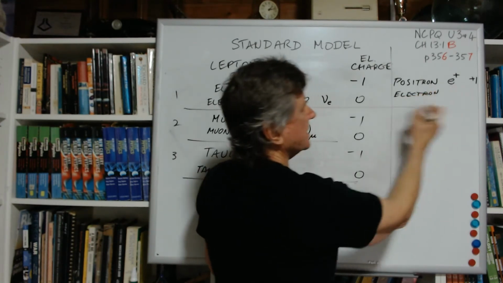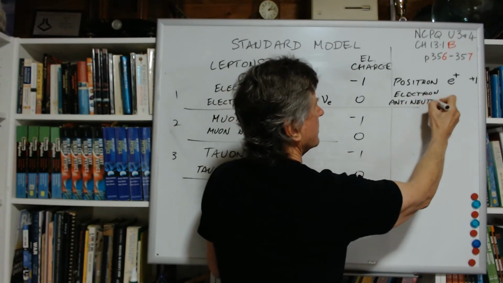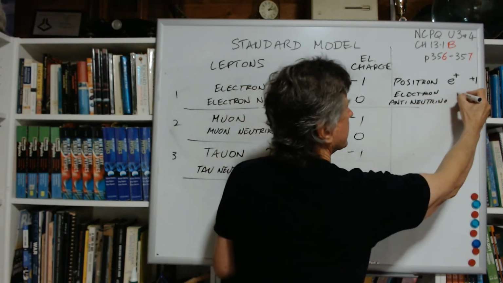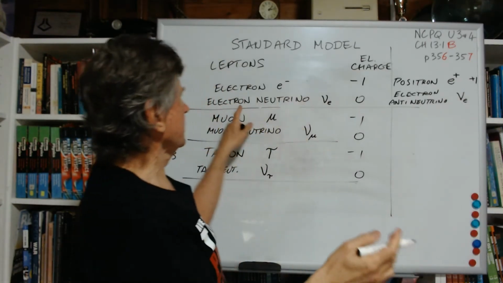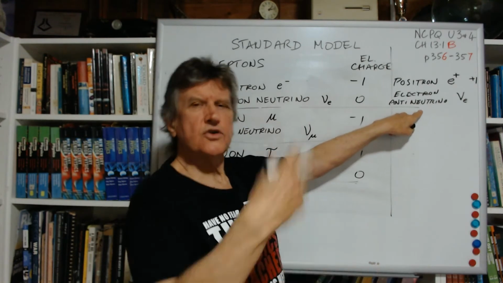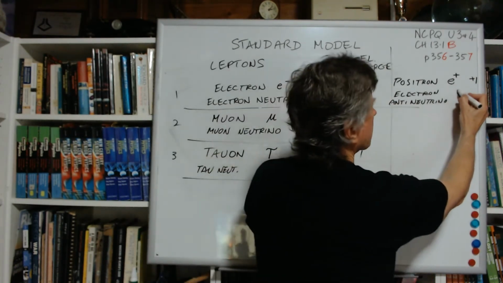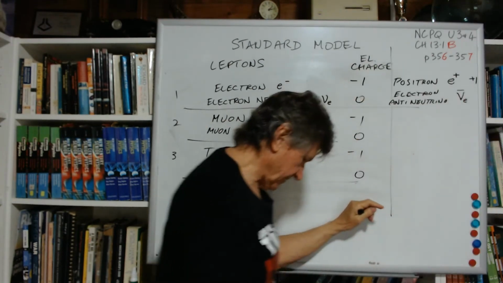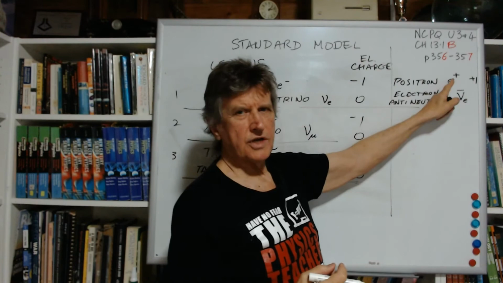Now I just have to be careful here. This is the anti-neutrino. It's still an electron, so it's not an anti-electron. You'll notice here it's the anti-neutrino. It's the neutrino that's the anti part, not the electron. So you put a symbol above that to indicate that's the electron anti-neutrino.